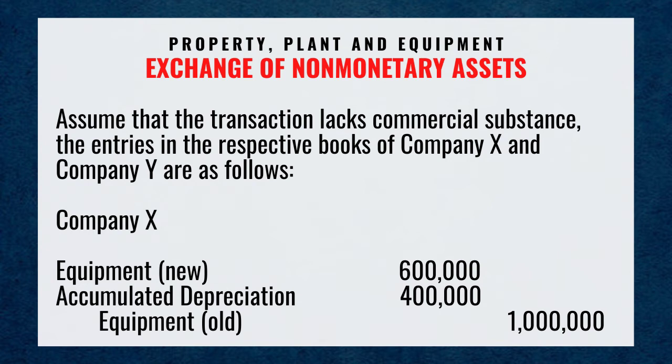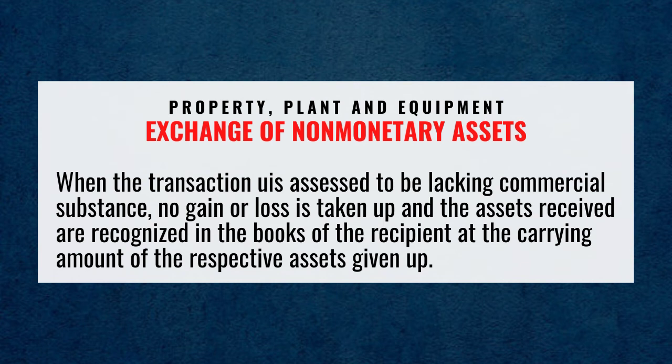The entries in the respective books of Company X and Company Y are as follows. Company X: debit equipment new, 600,000 pesos; debit accumulated depreciation, 400,000 pesos; credit equipment old, 1 million pesos. Company Y: debit equipment new, 650,000 pesos; debit accumulated depreciation, 550,000 pesos; credit equipment old, 1,200,000 pesos.